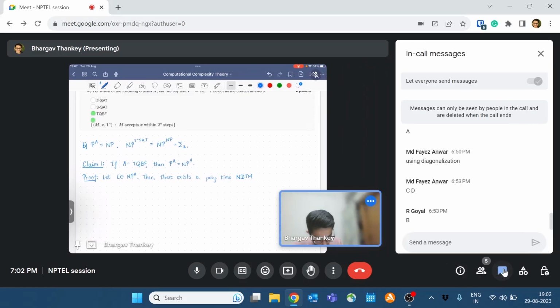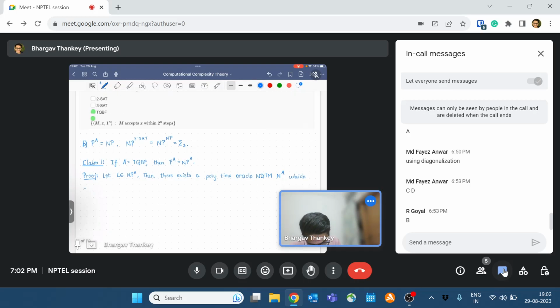Okay, yeah. So there exists a polytime oracle machine N to the A, which decides L.